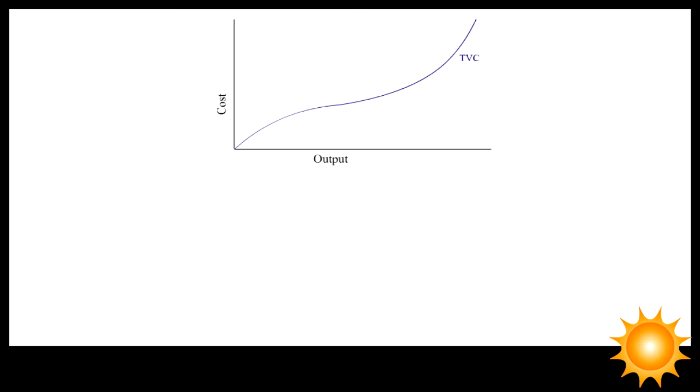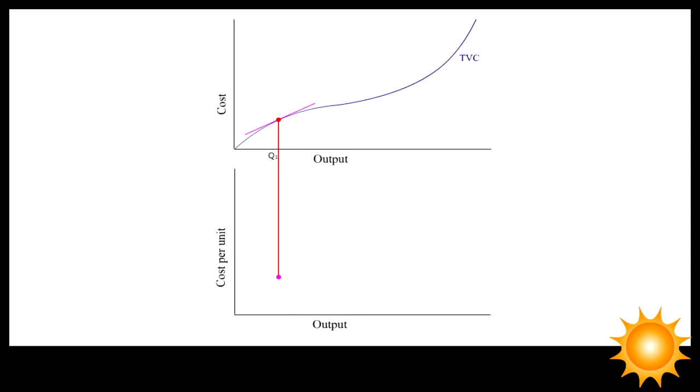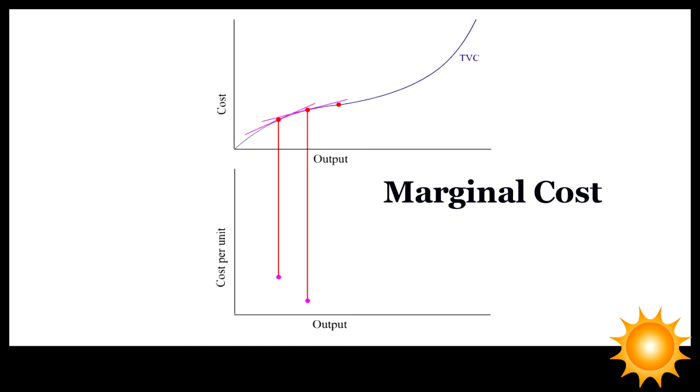The rate at which TVC increases is gauged by the slope of the tangent to TVC at a given output level. At Q1, for example, the slope of the tangent to TVC simply indicates the amount of additional variable cost required to produce one more unit of output at Q1. The numerical value of this slope is called marginal cost, MC.